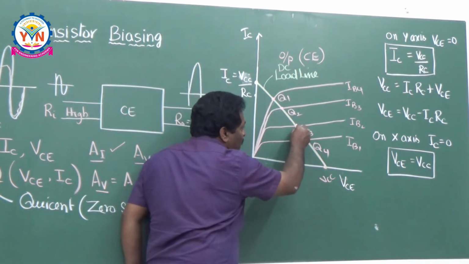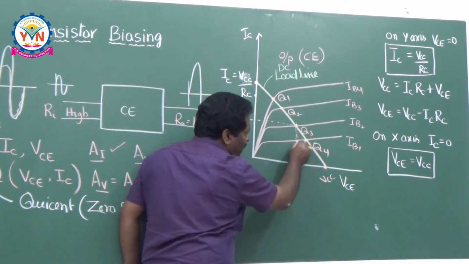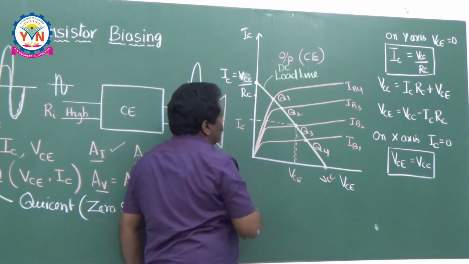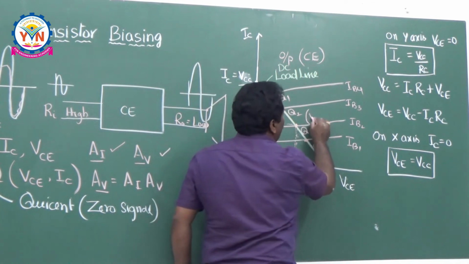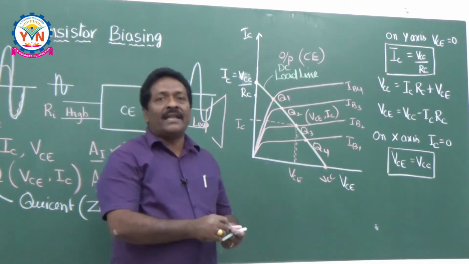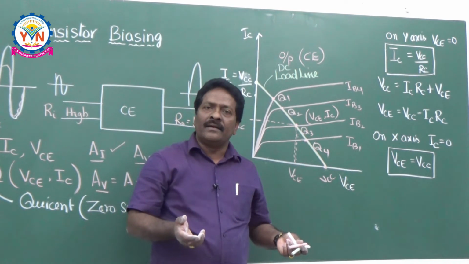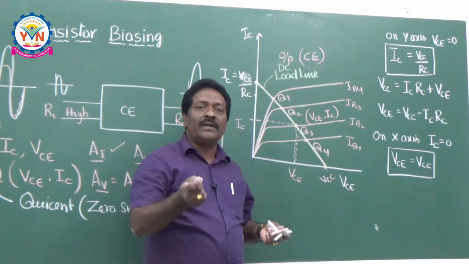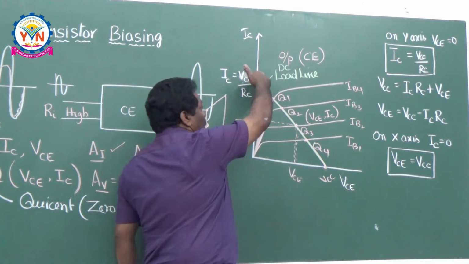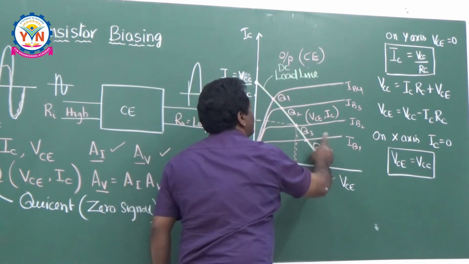If you take any operating point here and extend it like this, this is your VCE, and if you project it onto the other axis, this is IC. So the operating point coordinates are VCE and IC. In future, if anybody asks you to calculate the operating point, it is very simple: calculate the collector current and VCE, the voltage between the collector and emitter. This way, you have to understand the operating point as well as the load line.